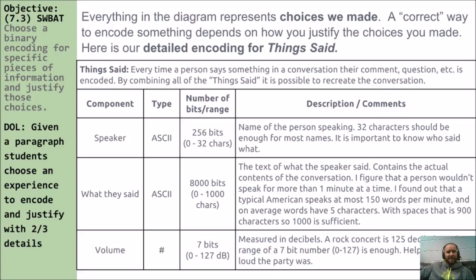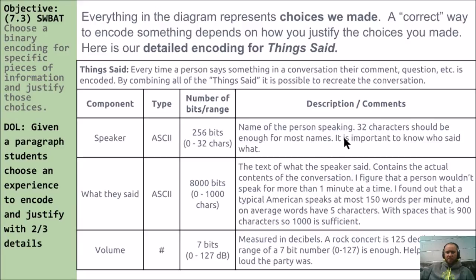Here is a detailed version. Thing said: every time a person says something in a conversation, their comment, question, etc., is encoded. By combining all of the things said, it is possible to recreate the conversation. And just think about devices out there such as Siri on your phone or Alexa from Amazon. This is essentially what that software is doing. So the first component, speaker, type ASCII, number, 256 bits, so that's not surprising. And then the description here.